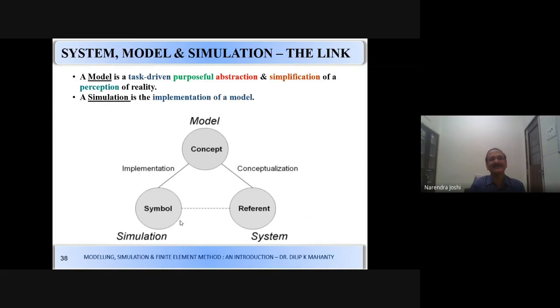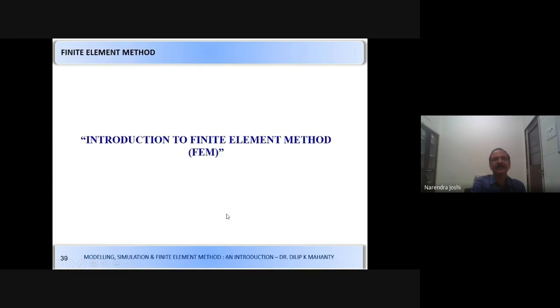Now, a link before we get into the entanglement concept. The model is just trying to capture the whole thing we covered in the last thirty-odd slides. A model is a task-driven, purposeful abstraction and simplification of the perception of reality. This is the model, the concept. Simulation is the implementation of a model. And this is a system. So they are all connected. These two are directly connected. System and simulation is a dotted connection. This is a link, symbolic.